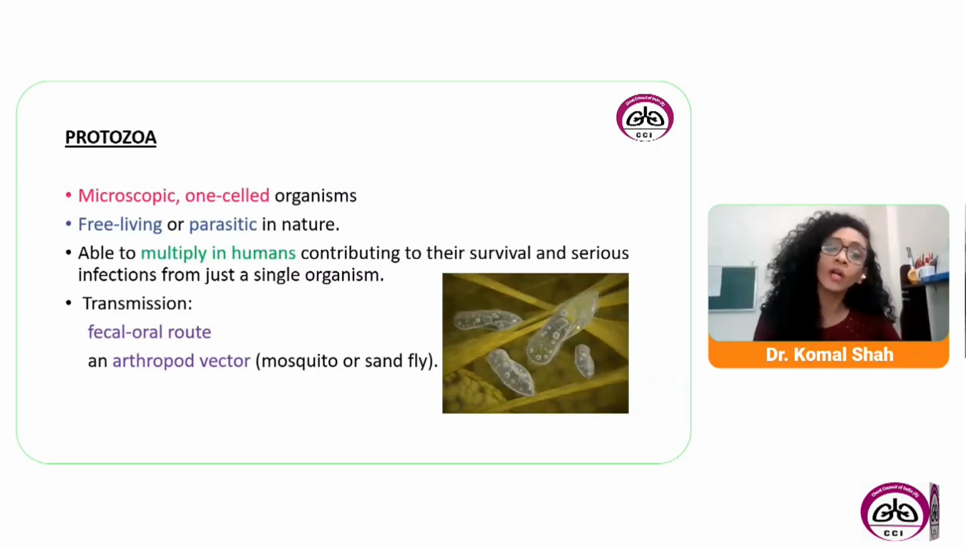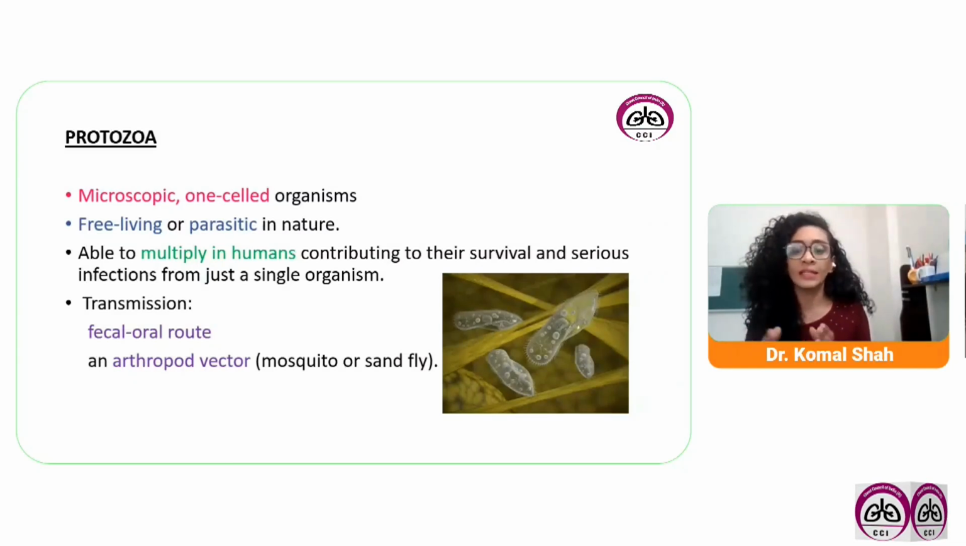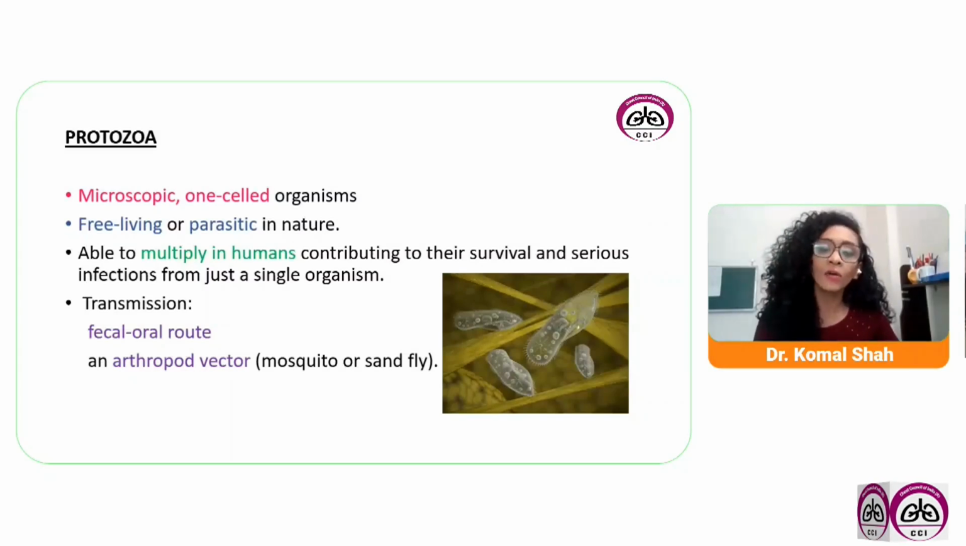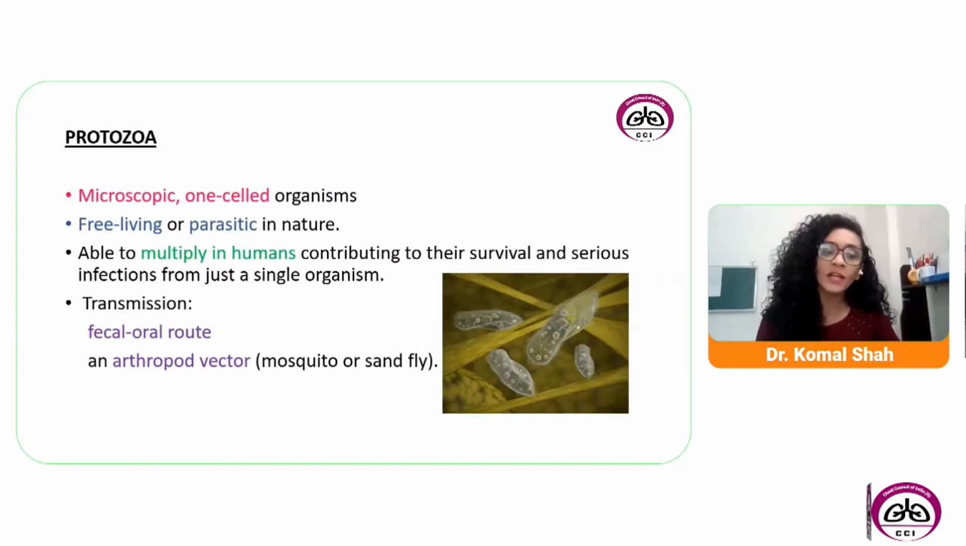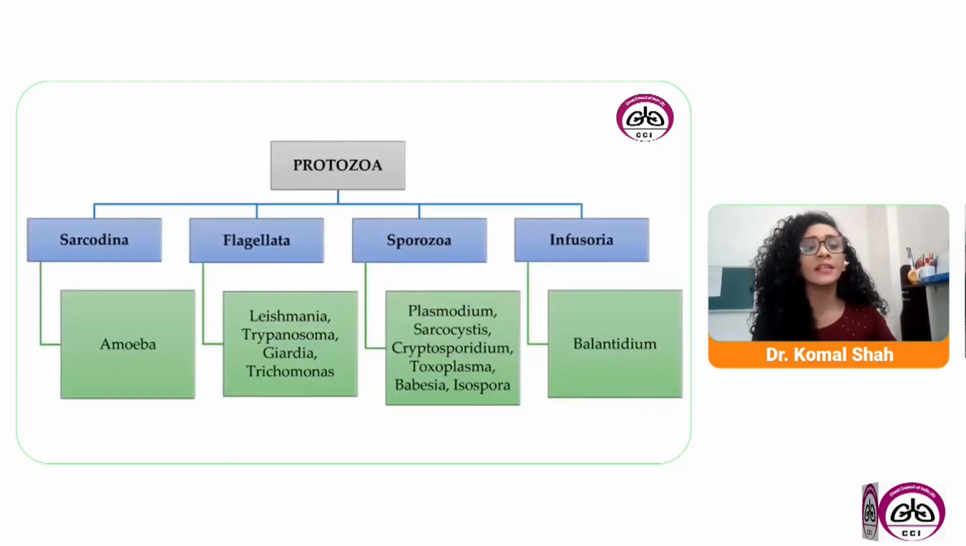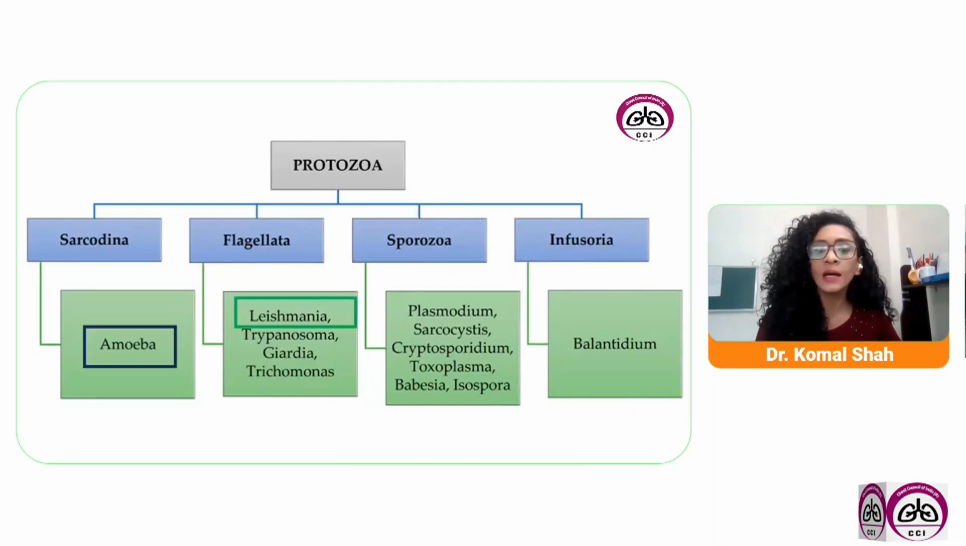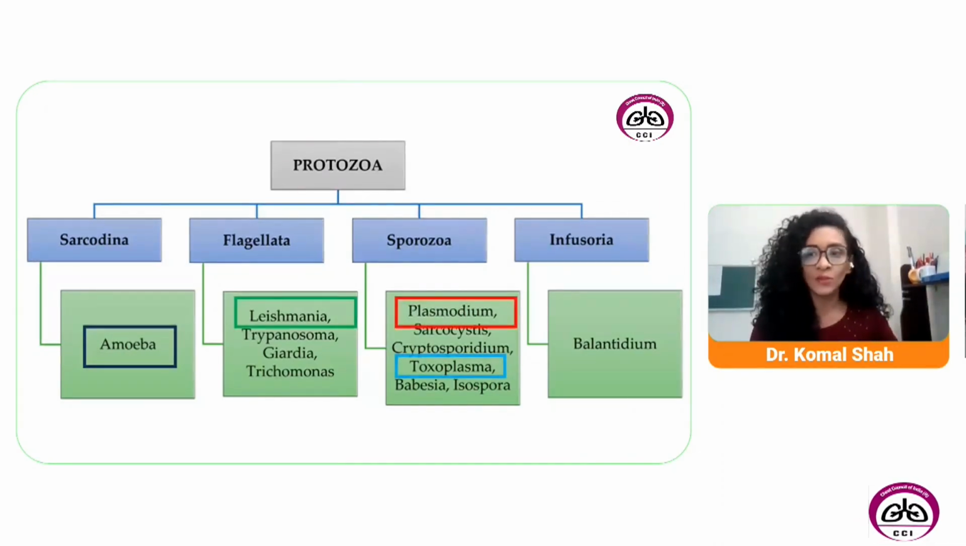They are free-living or they can be parasitic in nature, and they are able to multiply in humans. That is what contributes to their survival, and it can also lead to serious infections from just one single organism. They can be transmitted by the fecal-oral route or by an arthropod vector. They are further classified into 4 groups: Sarcodina, Flagellata, Sporozoa, and Ciliata. We are going to talk about Amoeba, Leishmania, Plasmodium, and Toxoplasma out of all these protozoa.